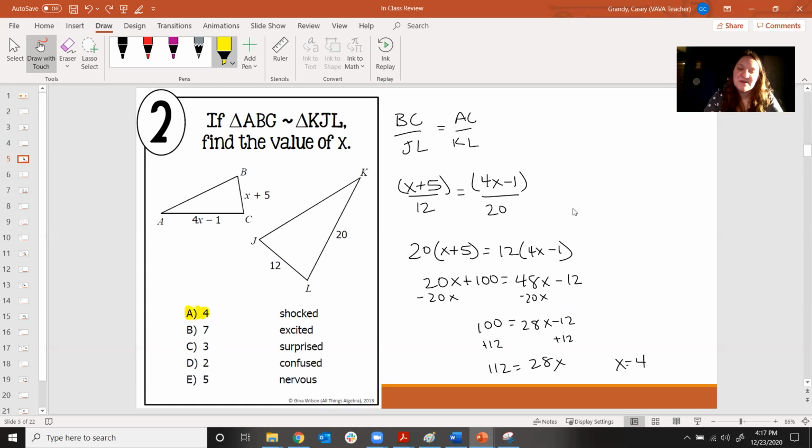So your proportion should be x plus 5 over 12 equals 4x minus 1 over 20. Don't forget to put those expressions in parentheses so that you remember to distribute. And you should get x equals 4. If you would like to check your work with mine, you're welcome to pause the video and check your work. If you need extra help with this or extra help with setting it up, put a star next to this one so you know to bring it to office hours.